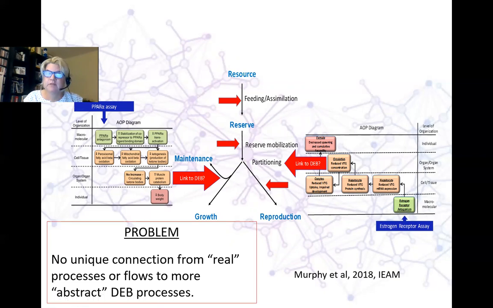However, there's a problem with it. There are no unique connections from these real processes or flows to these more abstract DEB processes. Again, this is the problem, and this is what our group dealt with. How do we deal with this? And so we came up with three different options to deal with it, and I'm going to talk you through them right now.